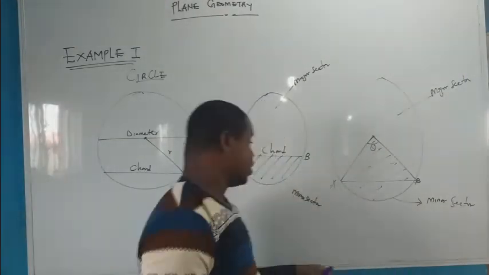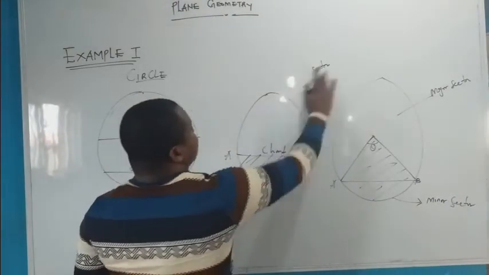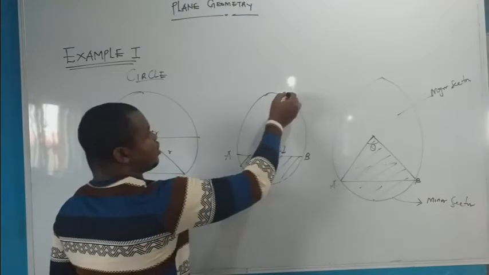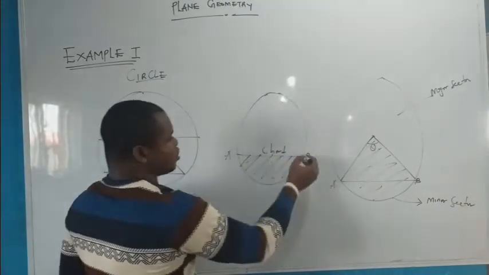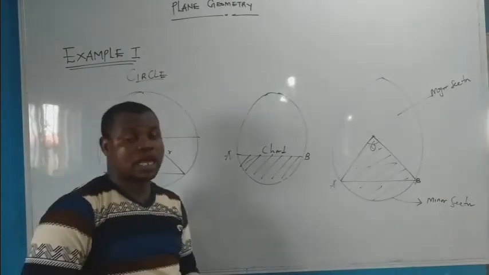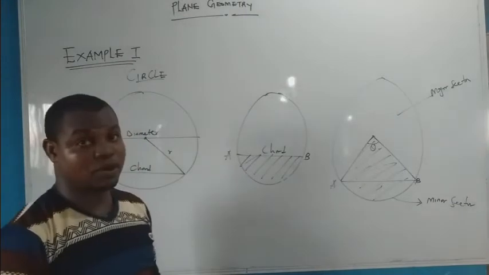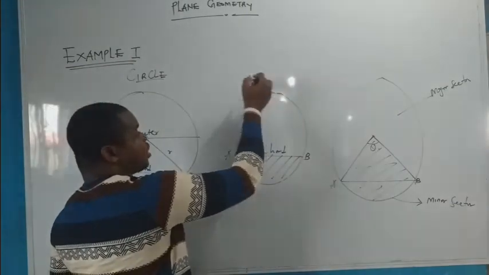The minor sector. Exactly. So if you're asked what is a circle, you define a circle as the locus of points that are equidistant from a fixed point. Exactly, the locus of points that are equidistant from a fixed point. That's the circle.